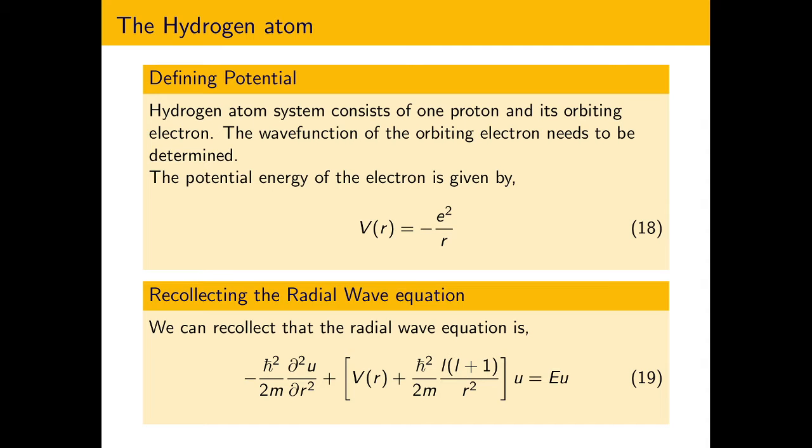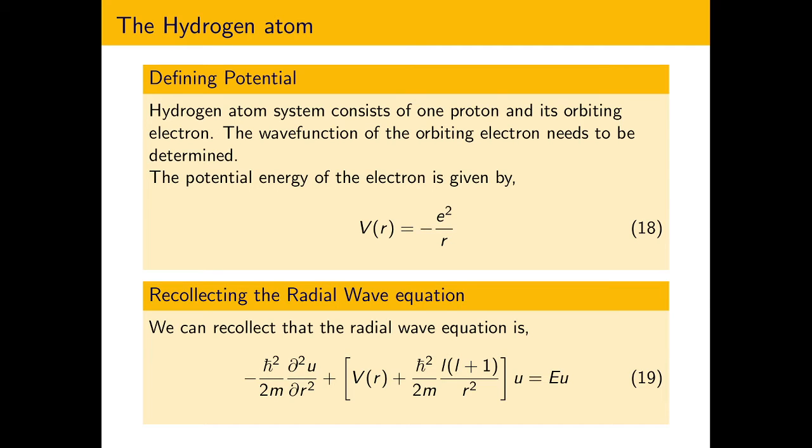So why do we call the proton central? We say it is central because of the huge difference in masses between the electron and the proton, which I'm sure we all know about. So it can be said to be at the origin, and the wave function to be investigated here is of the electron. The potential energy of the electron due to the attraction of the nucleus is given by V of r equals negative e squared by r.